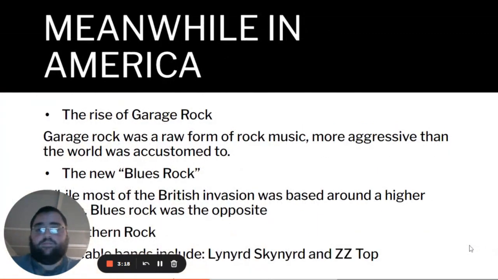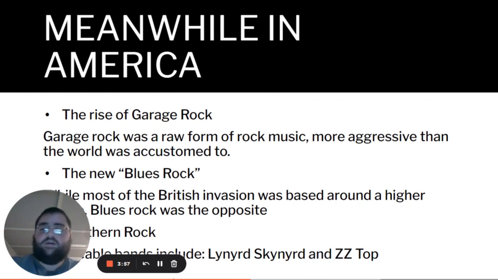Meanwhile, in America, there were several new forms of rock and roll being used while the British were invading. This is generally the rise of garage rock, which was a raw, aggressive form of rock that the world was not quite accustomed to, that, as the name implies, sounds like it was practiced in a garage. Now, the new blues rock was almost the exact opposite of the British rock that was being brought over. British rock generally used higher tempo and more upbeat paces, while blues rock was almost the exact opposite.